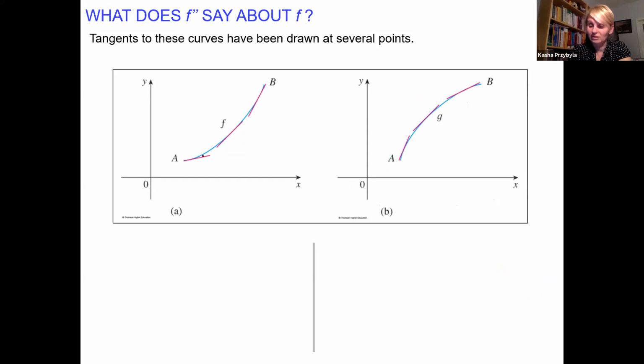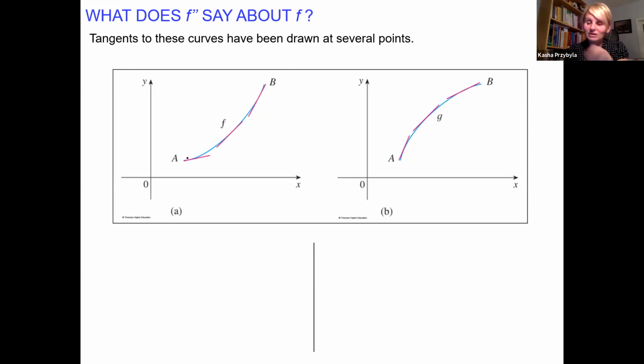Let's look at this. Both of them are definitely increasing, so we're not focusing on that at the moment. If it's increasing, all of the slopes are positive, and we can see all of the pink lines have a positive slope. But now let's look at how the slopes behave in terms of growing or declining in value.